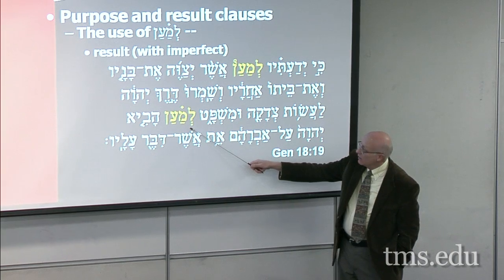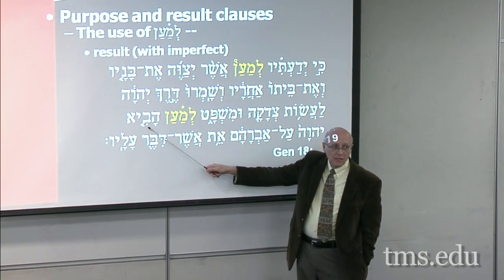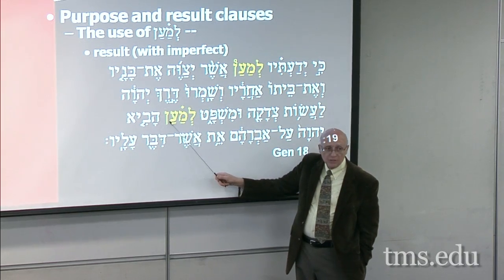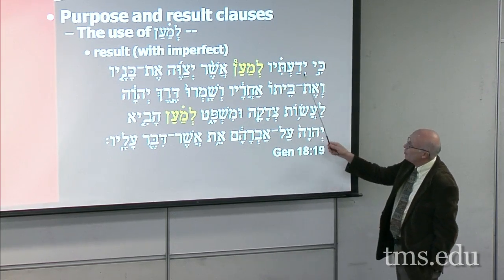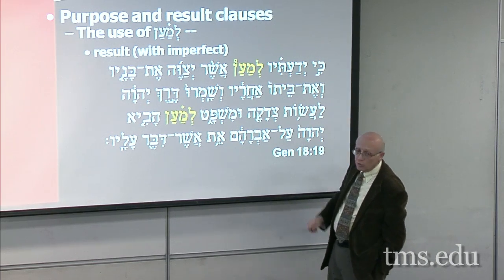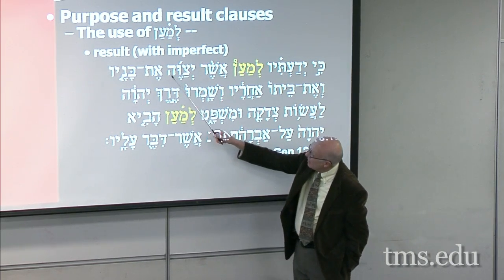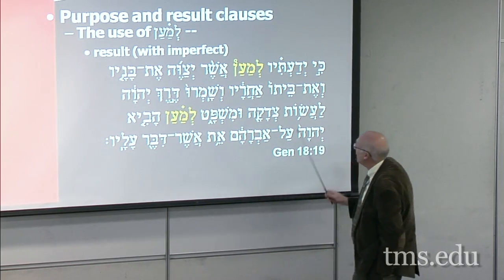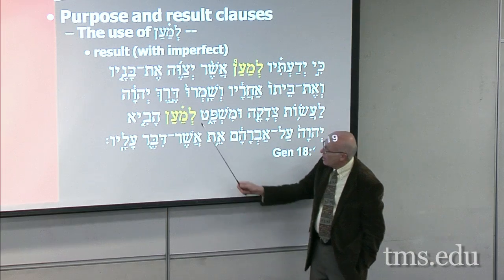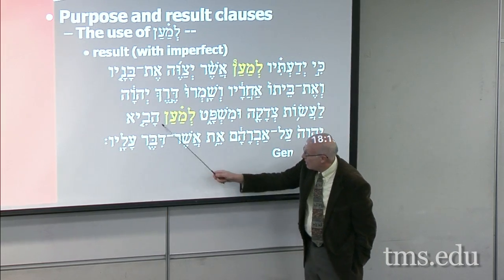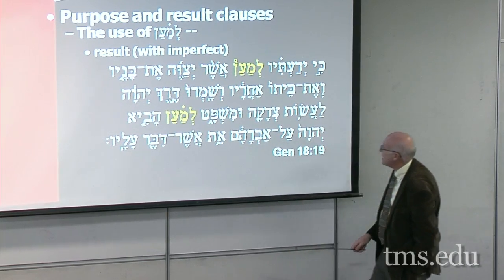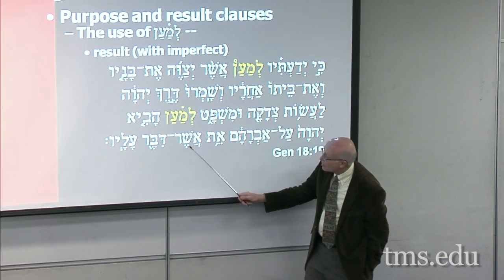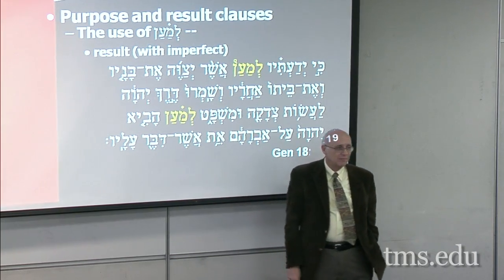Now we have lema'an with havi. This is a Hifil infinitive construct. So this is purpose. So what God is saying here, I knew him so that as a result, I chose him so that as a result, he might command his children and his household after him, and they might keep the way of Yahweh to do righteousness and justice for the purpose that, in other words, for the purpose of Yahweh bringing upon Abraham that which he spoke concerning him.